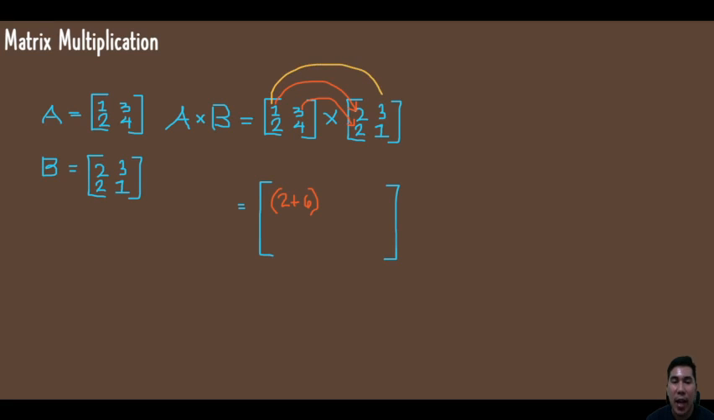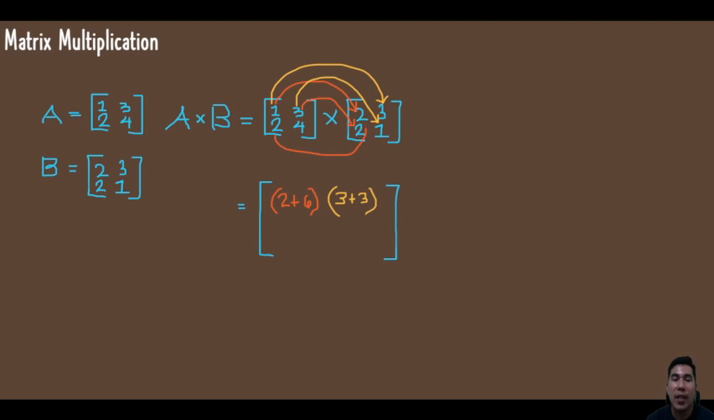And then this time we're going to use the first row of the first matrix, which is 1, and multiply it to the second column in the second matrix, which is 3. So 1 times 3 is basically 3. Okay, and then at the same time, the next element in our first matrix is 3, and we multiply it to the second column in the second row, which is 1. So 3 times 1 is actually 3.